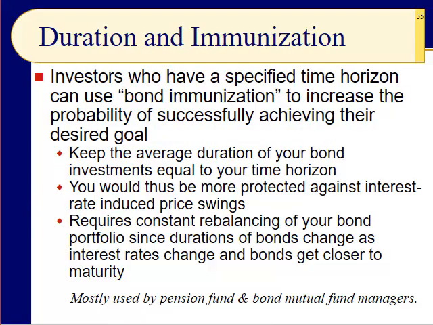Slide number 35, and this is where we use immunization, which we should never really use immunization in the finance world, but that's what we use. Investors who have a specified time horizon can use bond immunization to increase the probability of successfully achieving their desired goal. So say you have a 5-year time horizon for this money, you would keep your average duration of your bond investments equal to your 5-year time horizon. You would thus be more protected against interest rate induced price swings. Well, what's the problem with this? It requires constant rebalancing of your bond portfolio since durations of bonds change as interest rates change and bonds get closer to maturity.